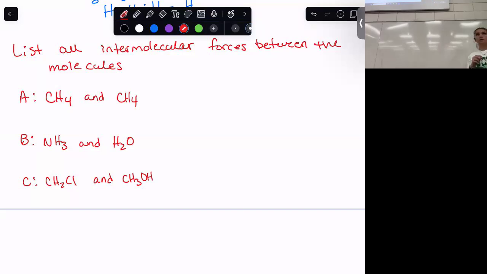Okay, so you have three questions here. Looking at what are the intermolecular forces holding together the CH4 molecules with each other? What about the NH3 and the H2O between each other, the mixture of those? And the CH2Cl2 and methanol, which is CH3OH. I'll give you a couple minutes to work on this. I want you to list all of the intermolecular forces. If there's more than one, write all of them down.